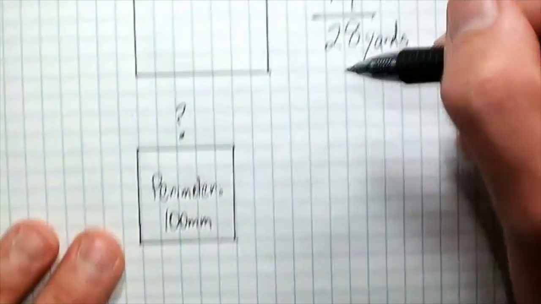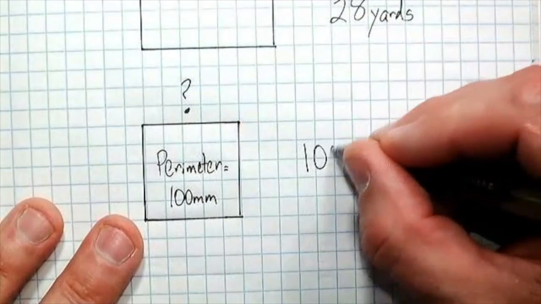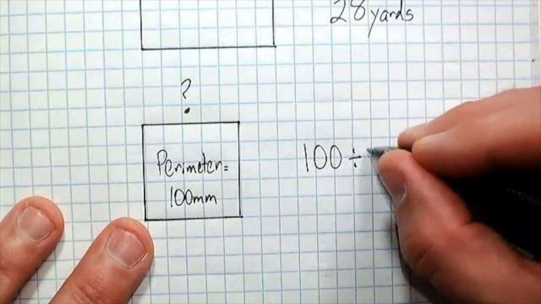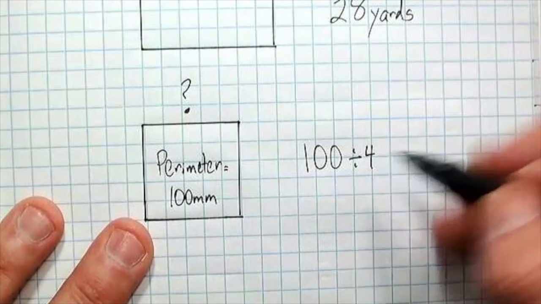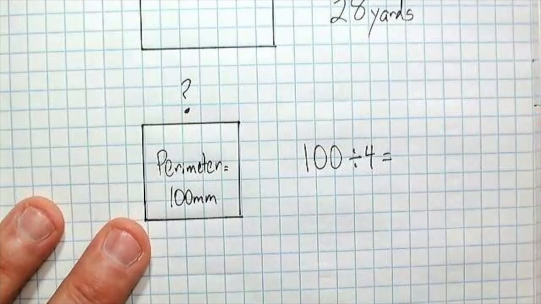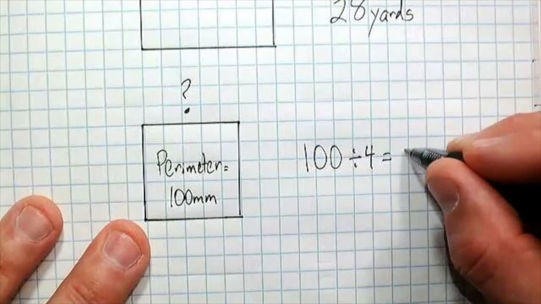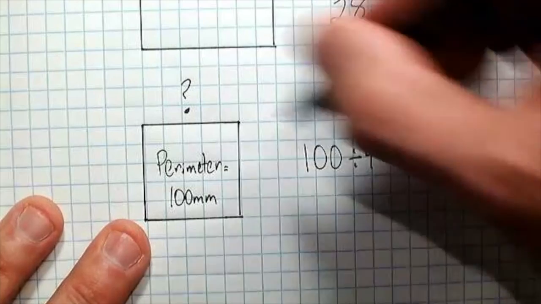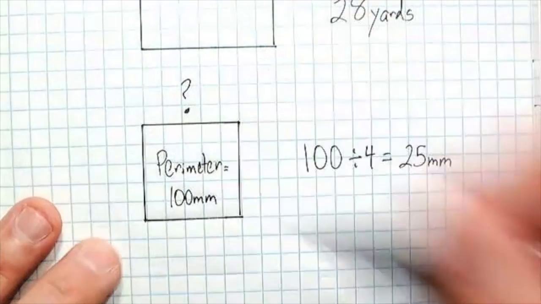We're going to work backwards. This time we have the perimeter, and instead of multiplying, we're going to take the perimeter and divide it by 4. Okay? 100 divided by 4. Correct, 25 millimeters. Okay? So that means this is 25, this is 25, this is 25, this 25.